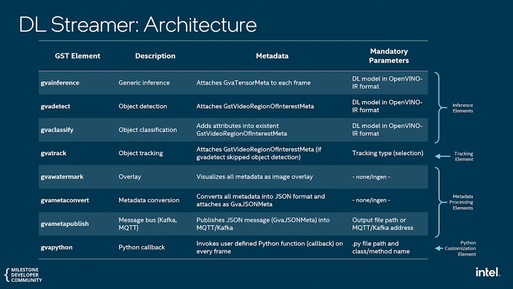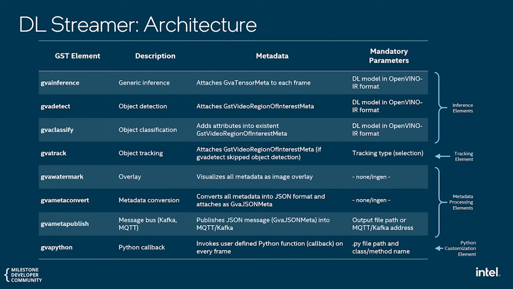The first three GVA plugins are the inference elements based on the OpenVINO inference engine. The GVA inference is a generic inference plugin responsible for processing any kind of model processed through an OpenVINO inference engine. It attaches appropriate metadata to each frame and can process any kind of frame captured in an RGB or BGR color space format.